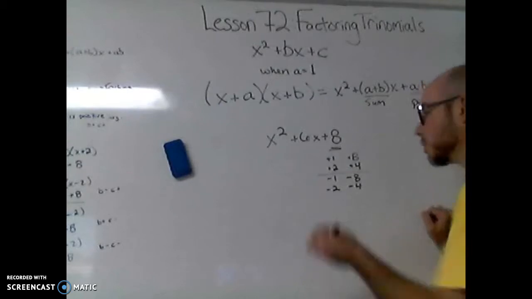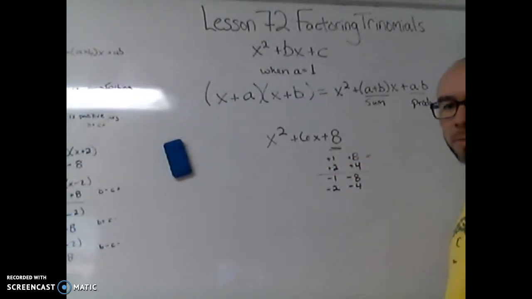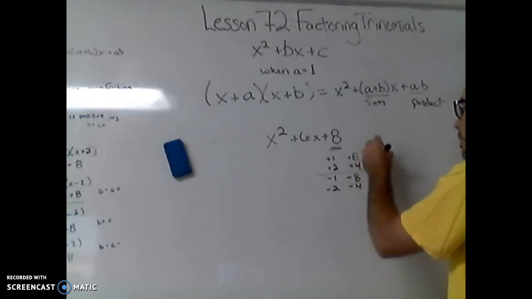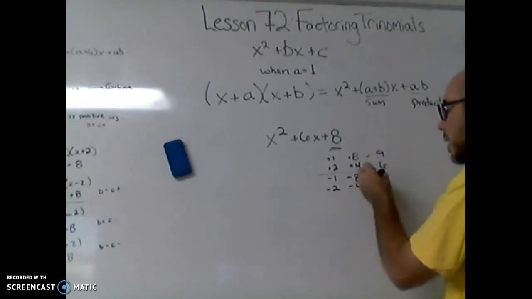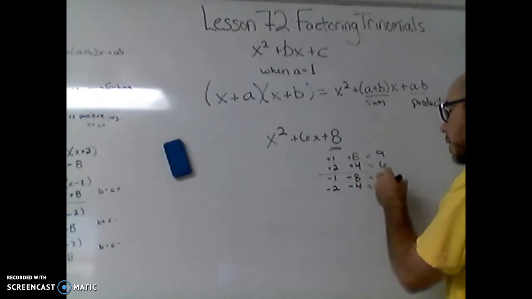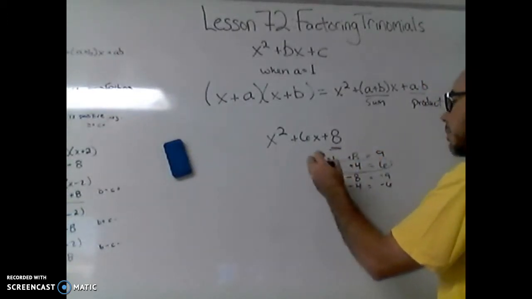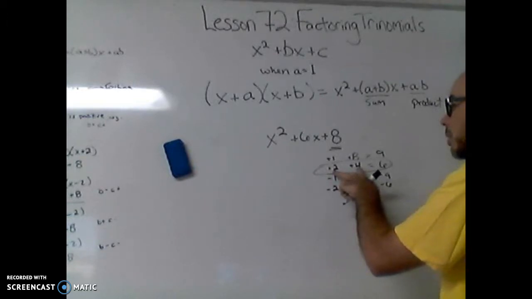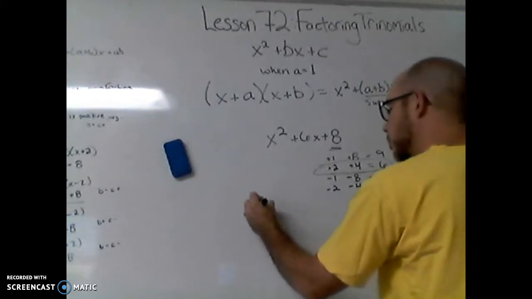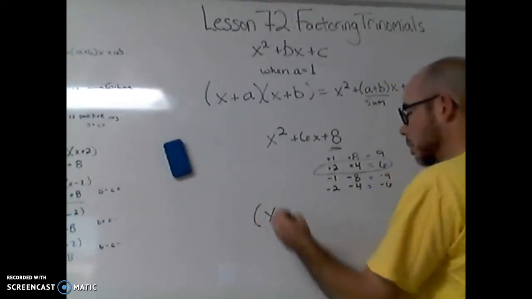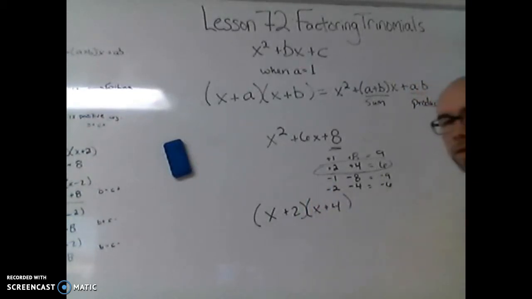Okay, I'm taking the path of least resistance here. These are my factors, but what about the sums? The sum of 1 and 8 is 9, and the sum of 2 and 4 is 6. If I kept going and did these sums, I'd get negative 9 and negative 6, so of course we know those don't work, but this is the one that matches what we're looking for. Factors here of 2 and 4 sum together to make 6. So we could rewrite this one as x plus 2, x plus 4.